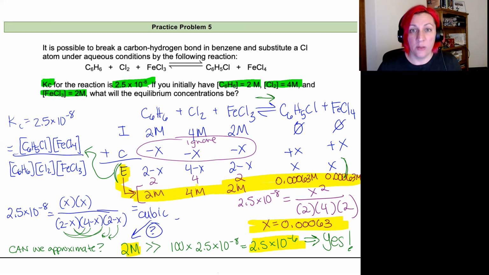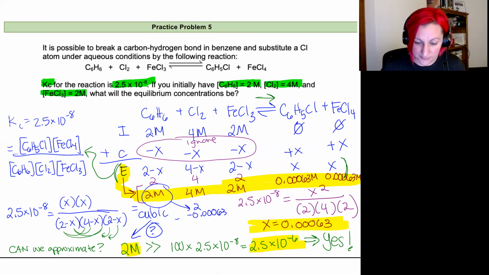And so if I wanted to double check this, that 2 molar right here, right? If we wanted to double check it, it would be 2 minus 0.00063, which is going to equal 1.99937. And given the number of sig figs, it just equals 2. So I'll highlight that here. So here's my double check right there.